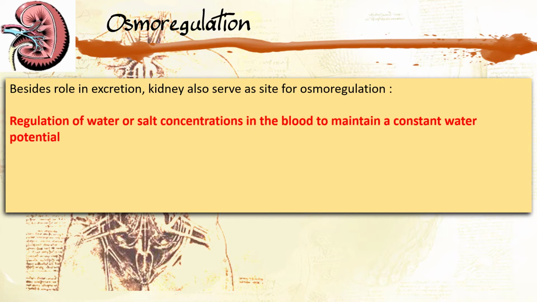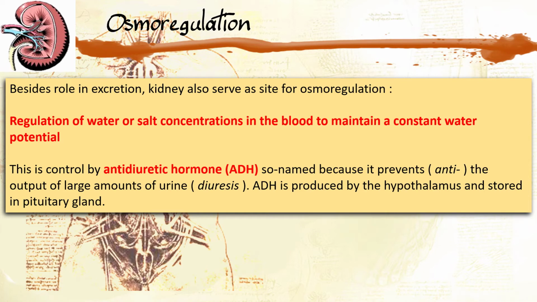The function of the kidney is also to regulate water and salt concentration, or water potential and salt concentration, in the blood plasma to maintain a constant water potential. This is a fancy way of saying the kidney is responsible for regulating the water potential in blood plasma. And this is affected by our antidiuretic hormone.